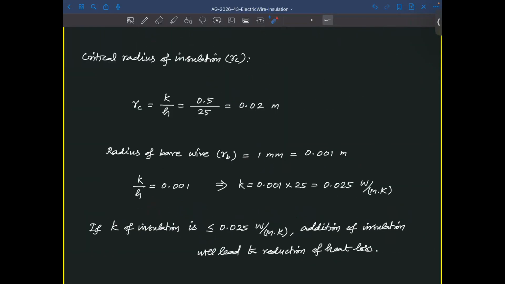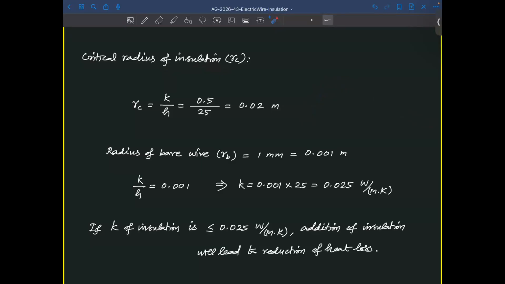For wires of low radius or low diameter, we have a concept called the critical radius. Until the critical radius, any addition of insulation is going to increase the heat loss, and only after the critical radius will the heat loss decrease. So let us find the critical radius for this case.